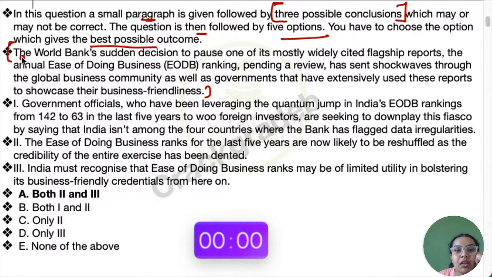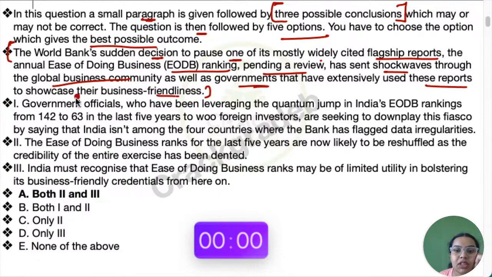Let's do that. The World Bank's sudden decision to pause one of the widely cited flagship reports, the EODB ranking, pending a review, has sent shockwaves through the global business community. There was a decision, it was shocking to everyone, as well as governments that have extensively used these reports to showcase their business friendliness. So it was shocking to everyone. We'll go into details later. We need to understand the crux of the passage first, and then we move to the options, first, second, third.